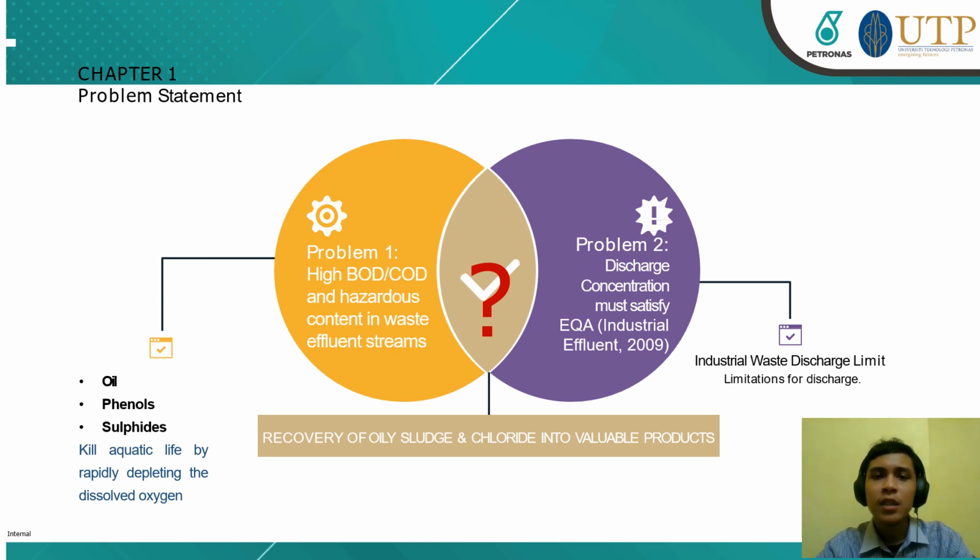Furthermore, the discharge material must also satisfy the limits stated in the Malaysian Environmental Quality (Sewage and Industrial Effluent) Regulations 2009. Other than the environmental impact and the regulation requirement, the recovery of oily sludge and chloride from the industrial effluent can also be profitable by converting them into valuable products.